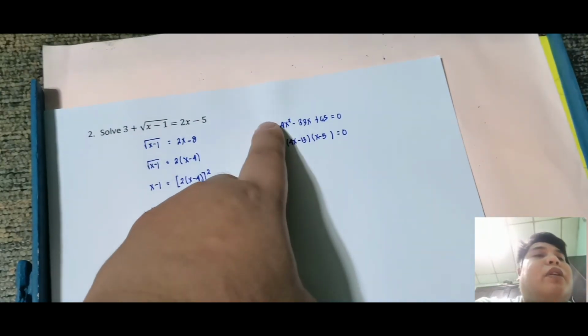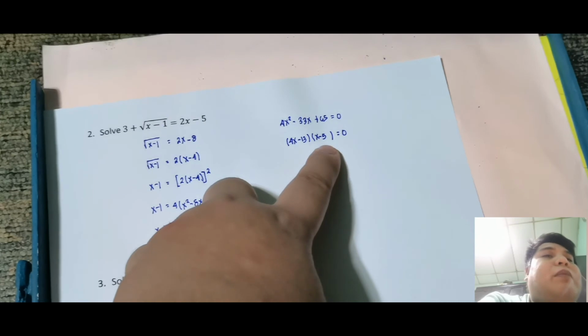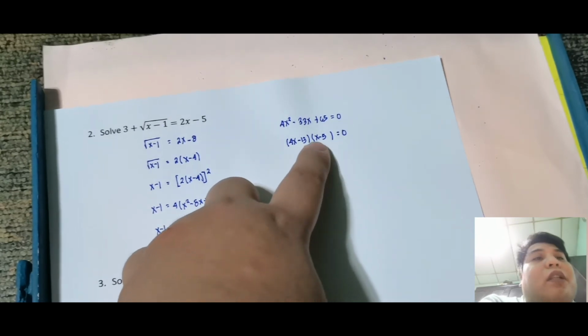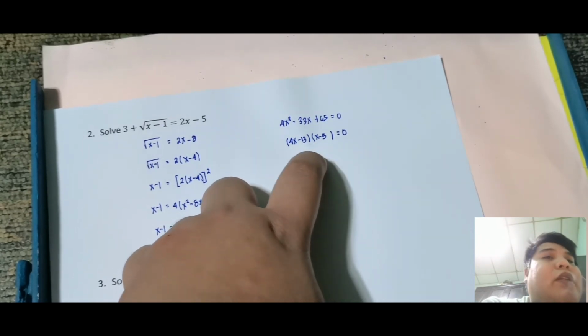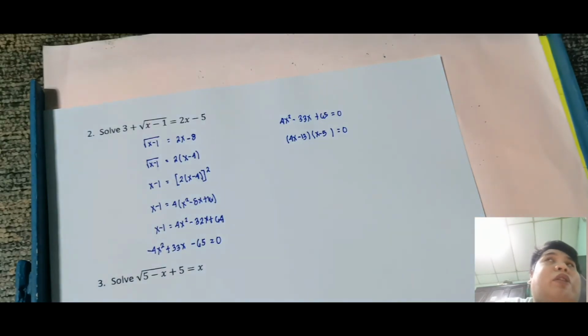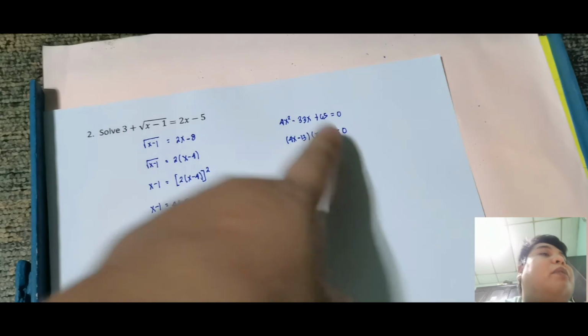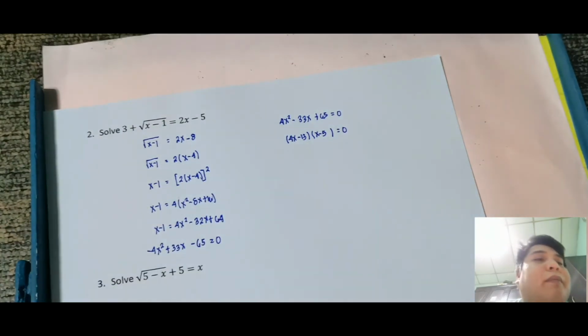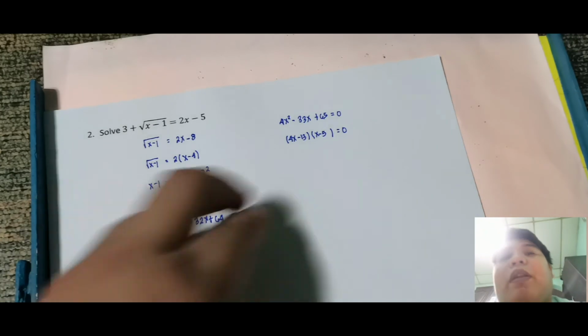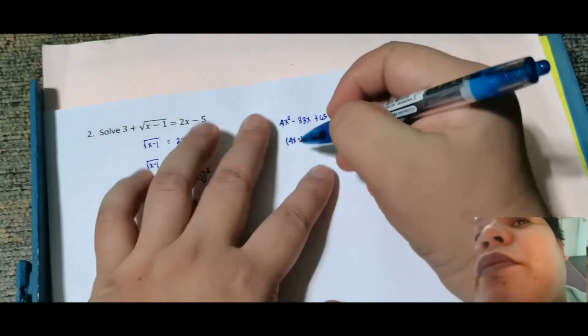Check natin na. 4x times x, 4x squared. 4x times negative 5, negative 20. Negative 13 times x is negative 13x. So negative 13 minus 20, negative 33. Negative 13 times negative 5, positive 65. So yun nga, may factor siya. Na-eksakto ko pa. So ikaw, gusto mo factoring ka, hindi mo ma-factor na eksakto, so mag-completing the square ka or mag-quadratic formula. Bahala ka. So by zero product property, ano ulit yun?